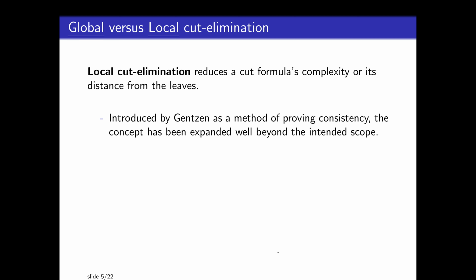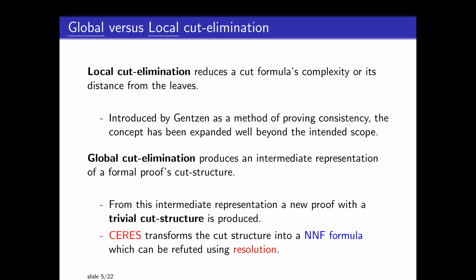There are different types of cut elimination. In the simplest type, the one introduced first by Gentzen, is this local type of cut elimination, where the cut formula's complexity is decreased or the distance from the leaves of the proof is decreased. So we're moving the cuts up the proof and we're reducing their complexity. This was used in consistency proofs, right? But it could also be expanded way beyond its intended scope.